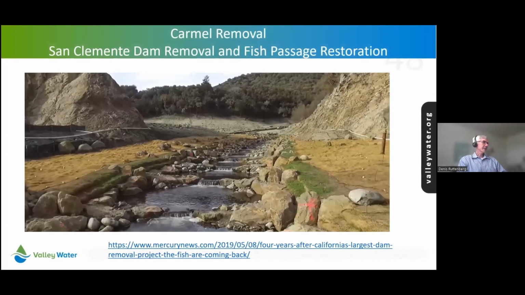Another example, San Clemente Dam removal. This is crazy. They moved the entire Carmel River. They dug a notch in a ridge, and they moved the entire Carmel River to bypass the sediment behind the dam. So here's a photo. It's a whole story, but it's kind of a cool photo showing the scale of the project.